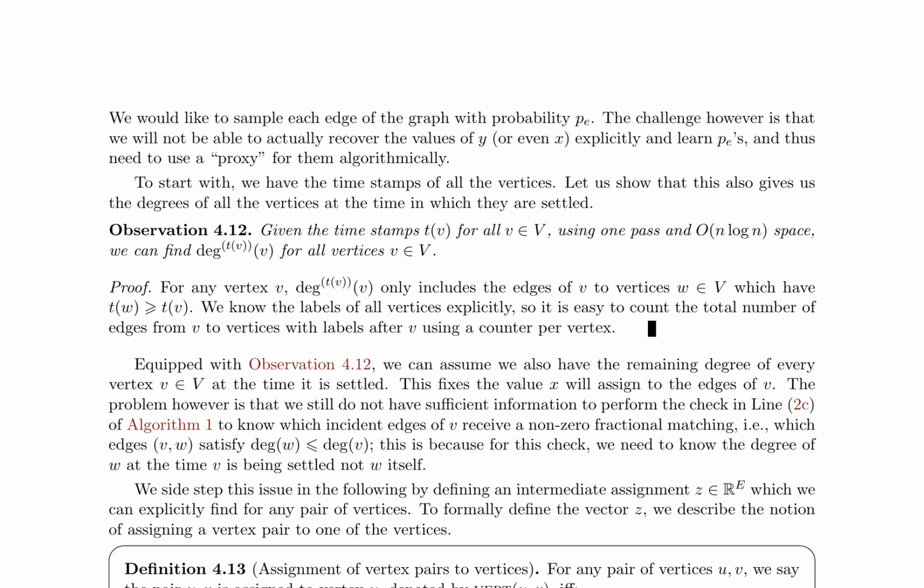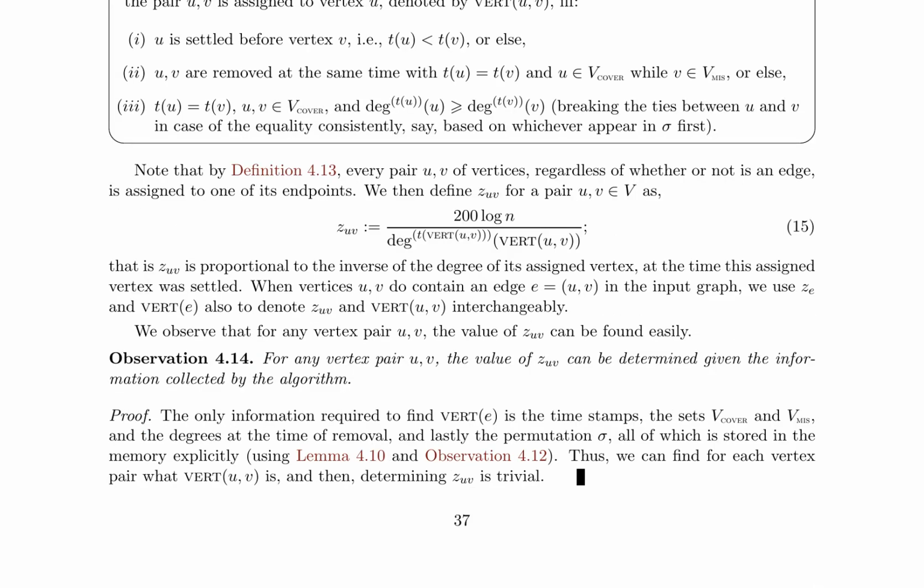This vector is defined based on the notion of assigning a vertex pair to one of the vertices, taking into account factors such as the order of settlement, whether the vertices are in the cover or MIS set, and their degrees at the time of removal. The value of z_{uv} for a vertex pair (u, v) can be determined using the information collected by the algorithm, including timestamps, the sets V_cover and V_MIS, and the degrees at the time of removal. This approach enables the algorithm to effectively sample edges without explicitly recovering the values of y or x, thereby addressing the initial challenge.